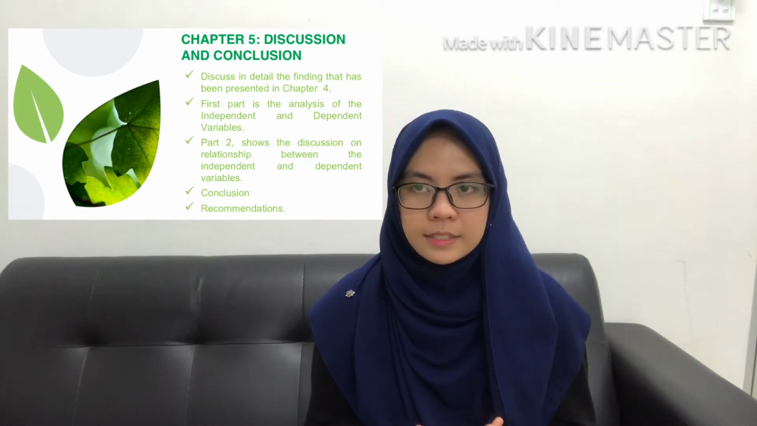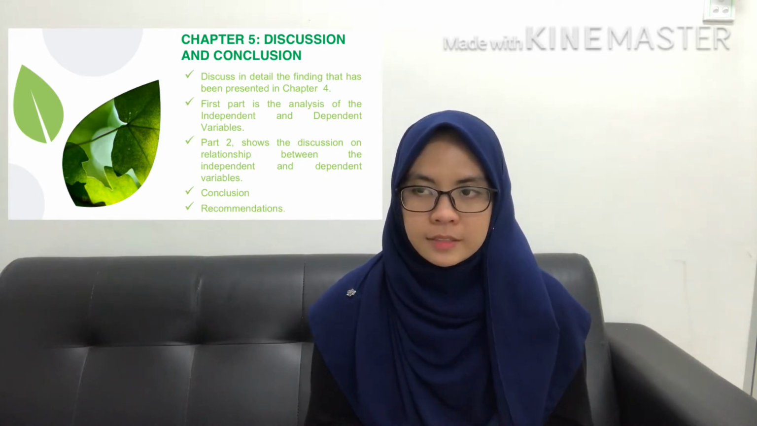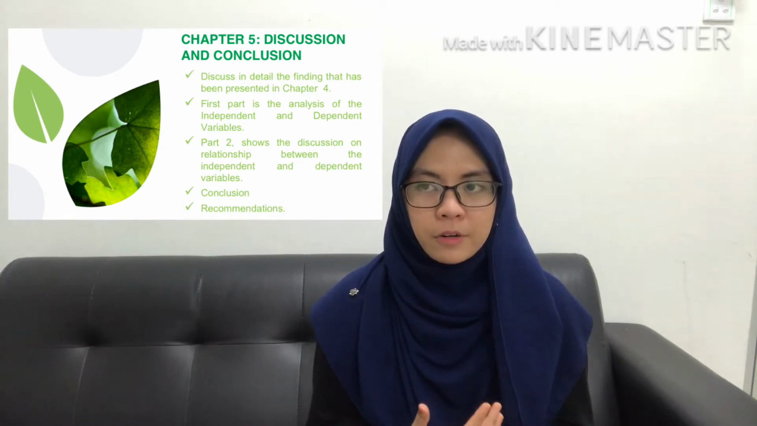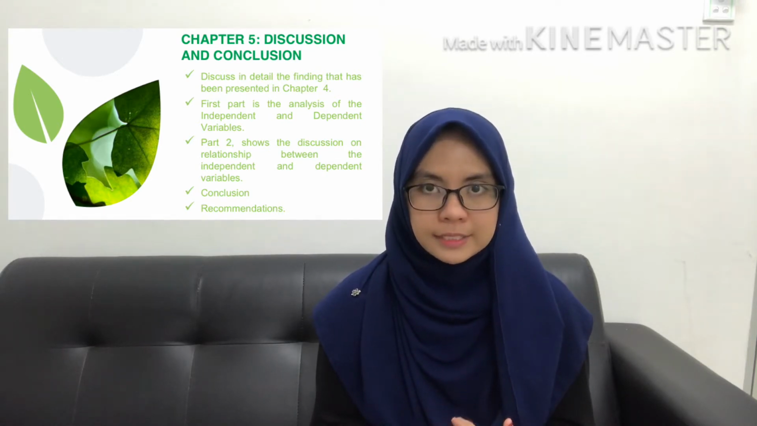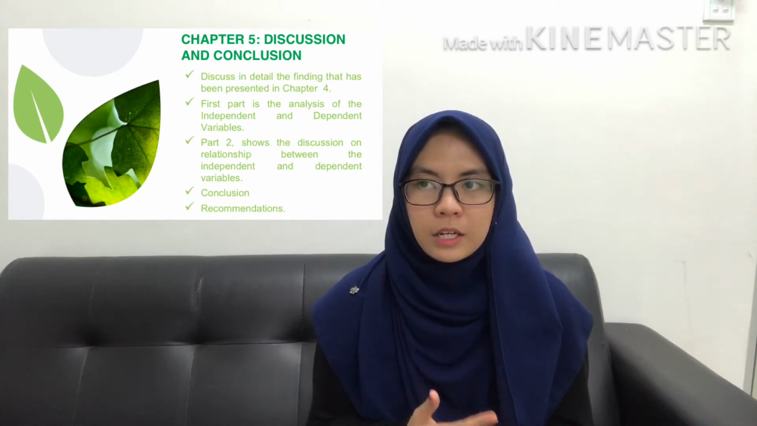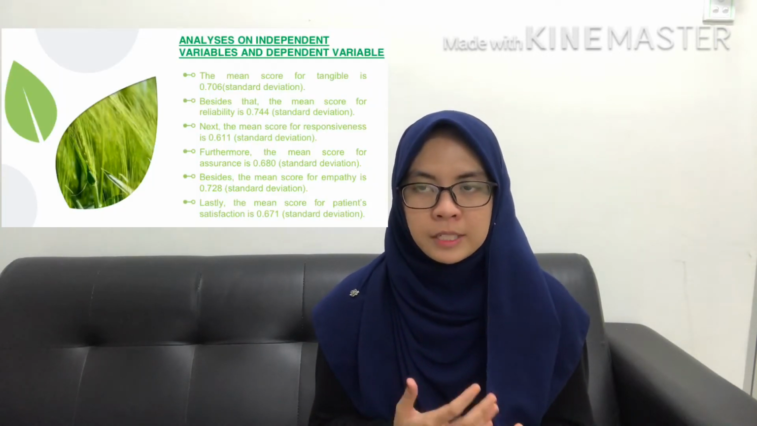The first part is the analysis of the independent and dependent variables, while part 2 is the discussion on the relationship between independent and dependent variables. Apart from that, there is a conclusion in this chapter. Last but not least, this chapter will also present the summary of the whole study to construct the findings. I will discuss the analysis of the independent variable and dependent variable.